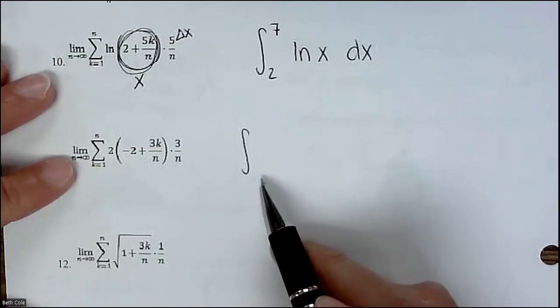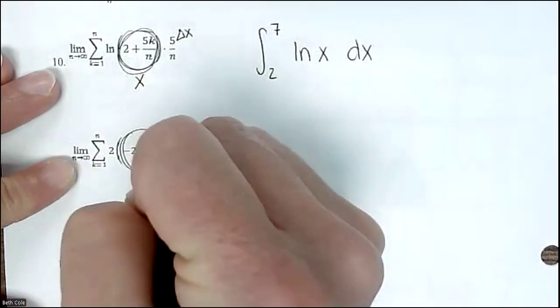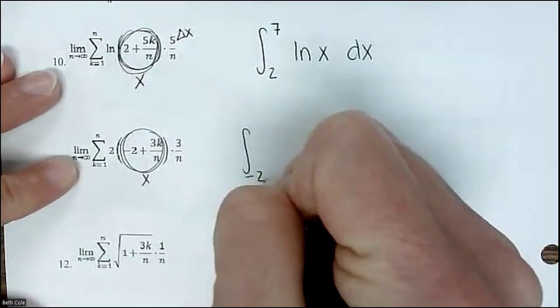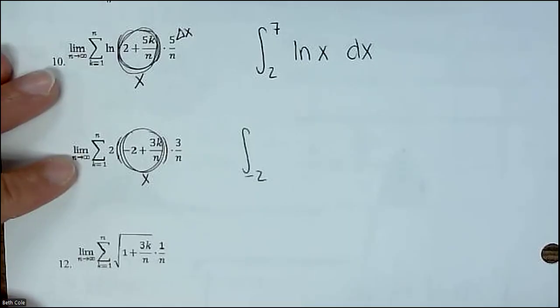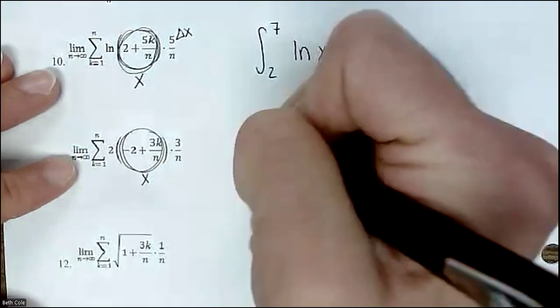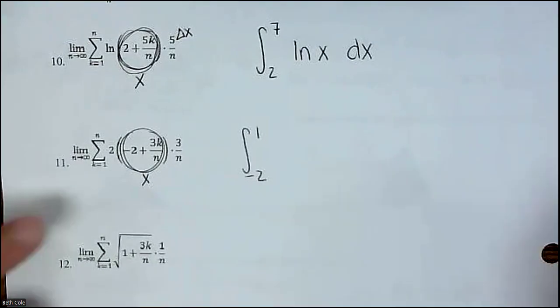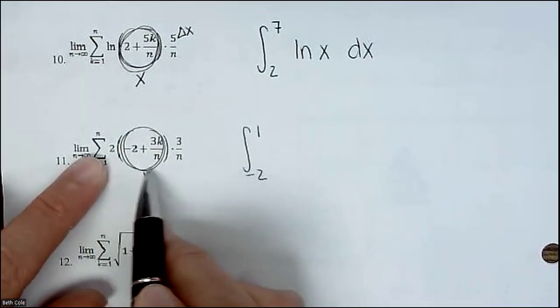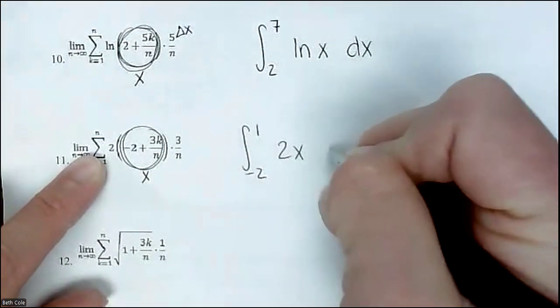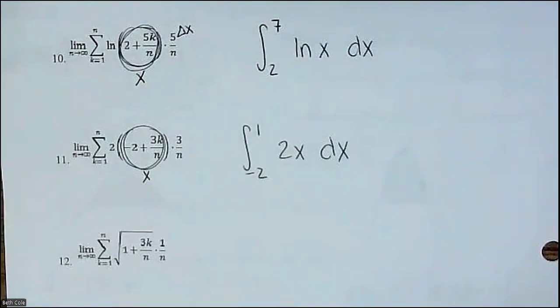Where do you think this one's going to start? This is your x here. So it starts at -2 to 1. Good job. How'd you get 1? Plus 3. Good. And do you see how it's 2 times all of this? So it's 2x dx. The function is usually not all that complicated.